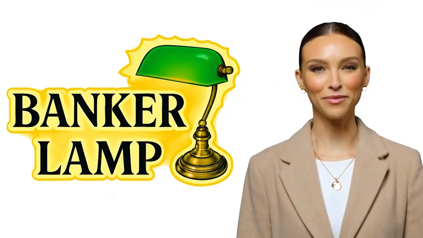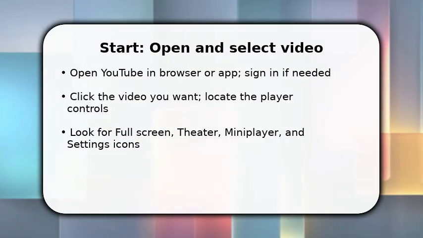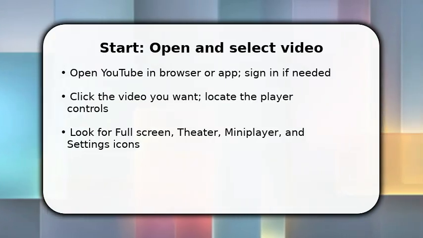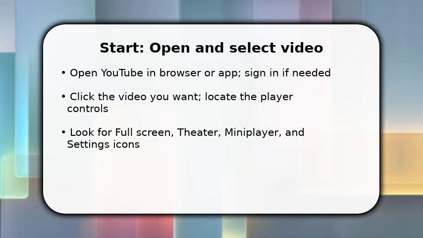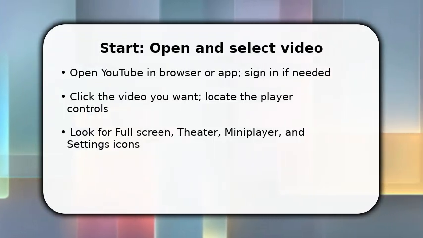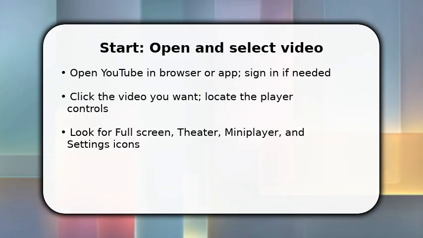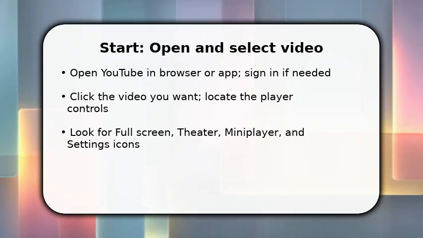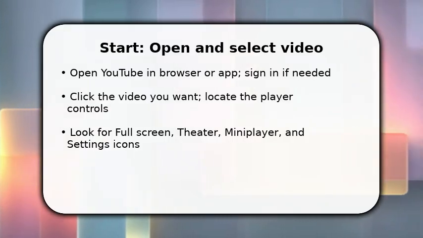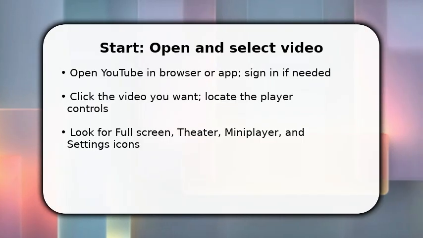Please enjoy the video. You start by opening YouTube to the video you want. Click play so you see the player controls. This is where display size changes live. Once you have controls visible, choose between the theater icon for wider view and the full screen icon to fill the display. If you're on mobile, tap the video once to reveal icons and rotate device for landscape.